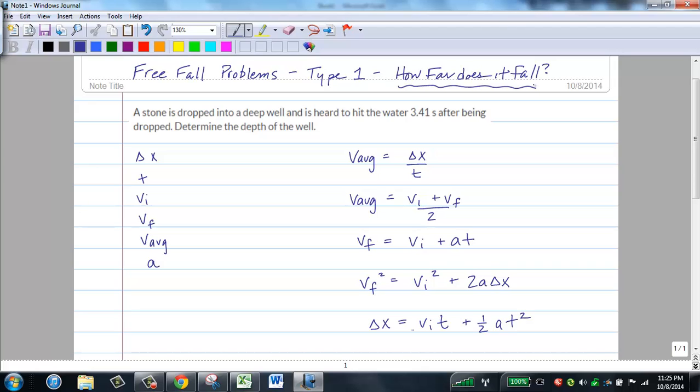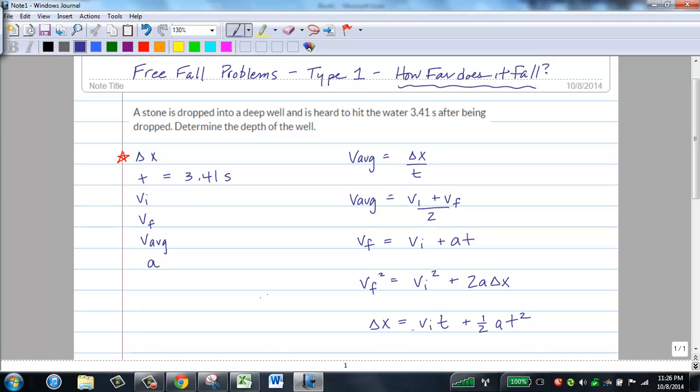As with all of our problem solving, we read the problem carefully and we make note of the information that we have, and we make note of the information that we're looking for. A stone is dropped into a deep well and is heard to hit the water 3.41 seconds after being dropped. Determine the depth of the well. So that value, 3.41 seconds, is obviously the time. So we'll make note of that. And the last sentence, determine the depth of the well, tells us that we're trying to find the distance that the stone falls before it hits the water.